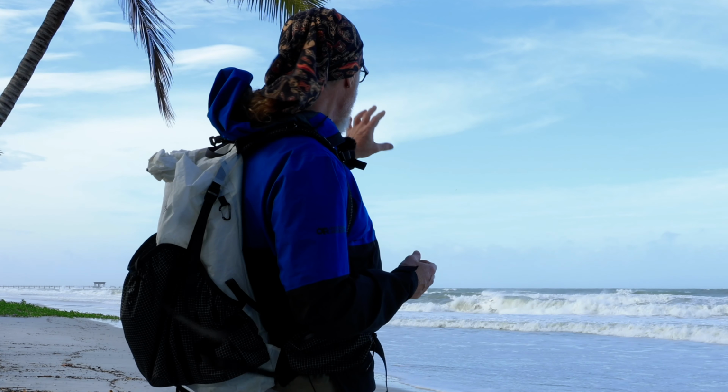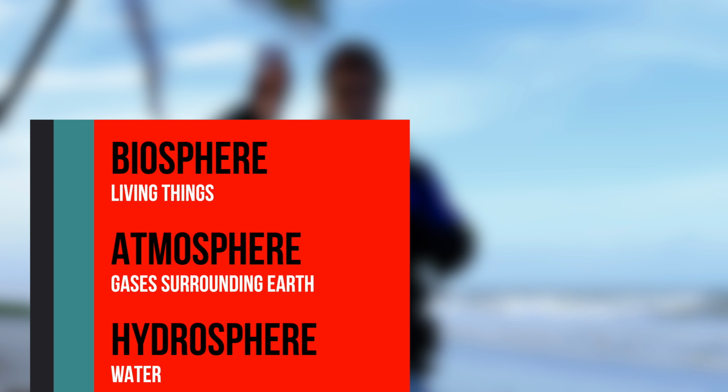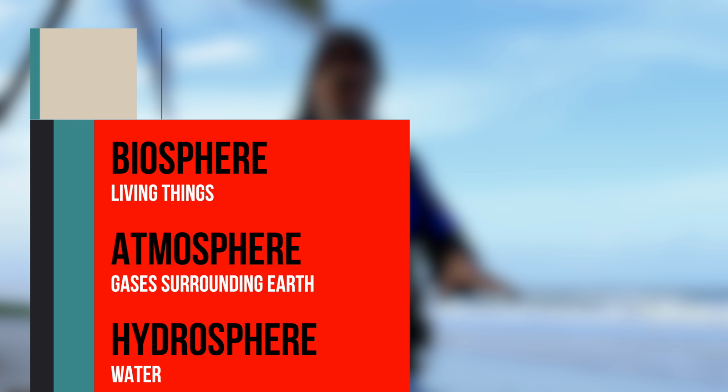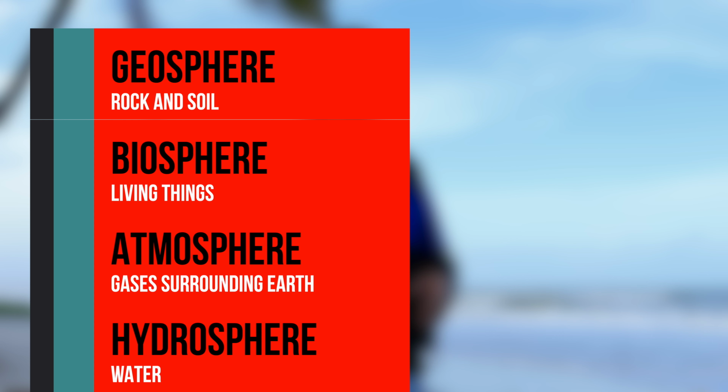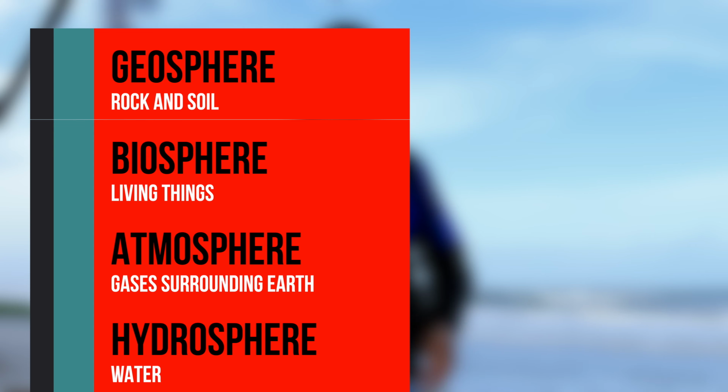These are all very complex and complicated interactions, and right now I'm standing in front of one of the most complex interactions between the hydrosphere, the water, the atmosphere, the gases that surround the Earth, the biosphere, the living things on Earth, and the geosphere, the land that we're standing on. We're not really looking at the cryosphere because this is not going to affect any of Earth's ice.